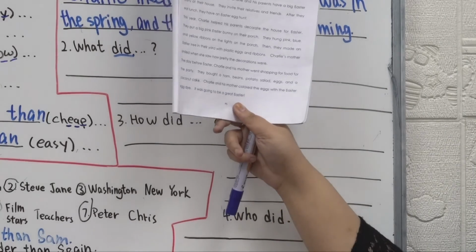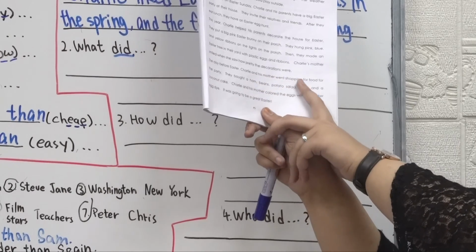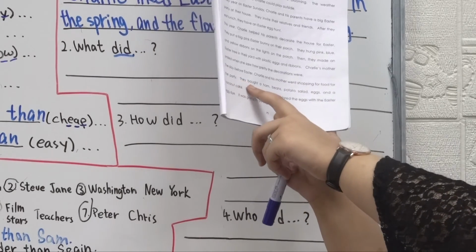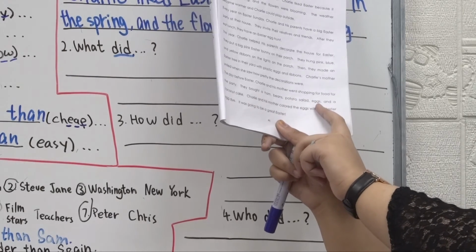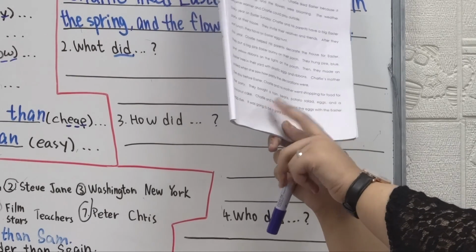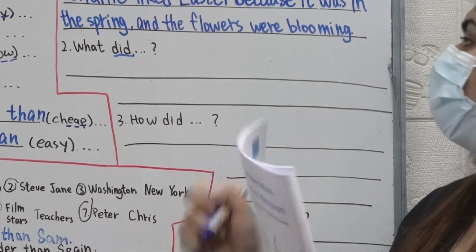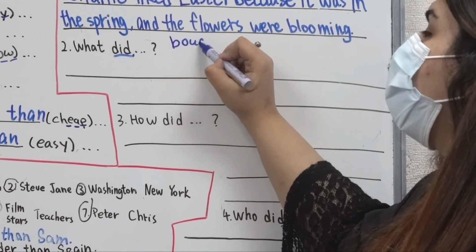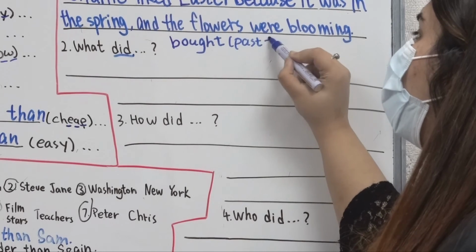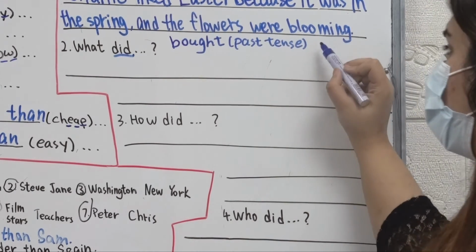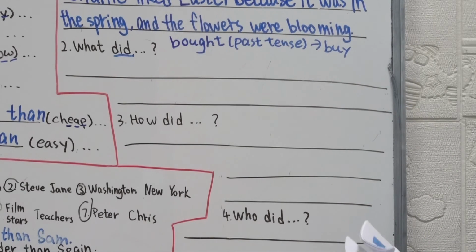Do you see the word shopping? Here, right? The last paragraph. It says Charlie and his mother went shopping for food for the party. They bought a ham, beans, potato salad, eggs, and a coconut cake. So they bought. Do you know what is the meaning of bought? So bought is the past tense of buy. Okay? So the answer is in front of you again.